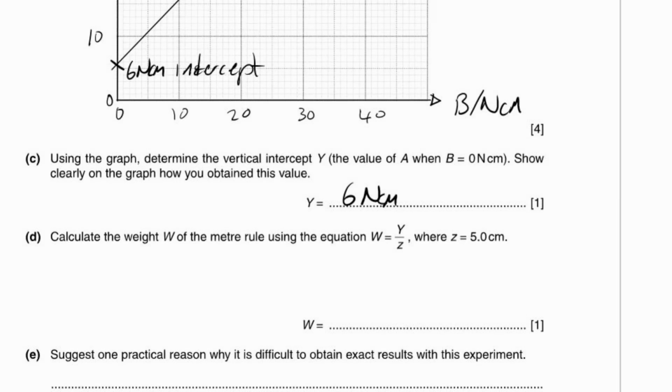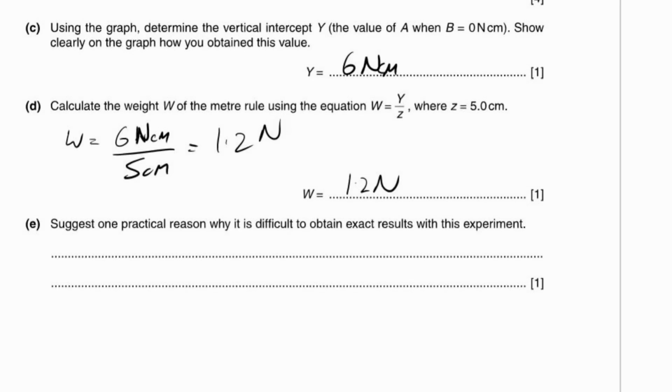There we go. Calculate the weight W of the meter rule using the equation W equals Y over Z, where Z is 5 centimeters. So that tells me that W equals 6 Newton centimeters divided by 5 centimeters, which gives me 1.2 newtons. There we go. And suggest one practical reason why it's difficult to obtain exact results with this experiment. The balancing of these little meter rules is an absolute pain. So, difficult to balance.